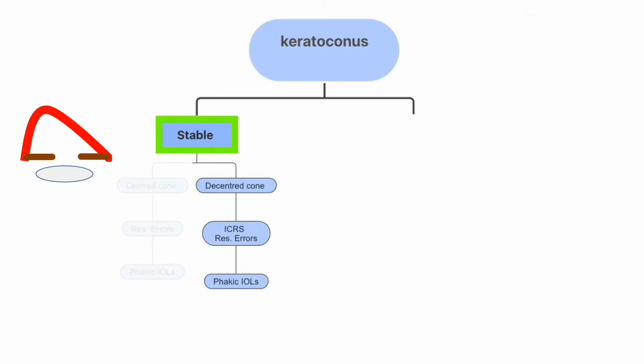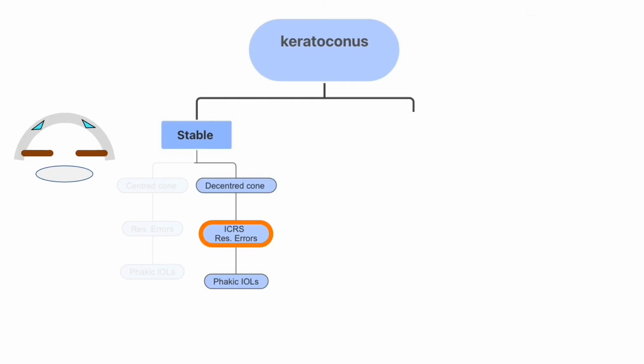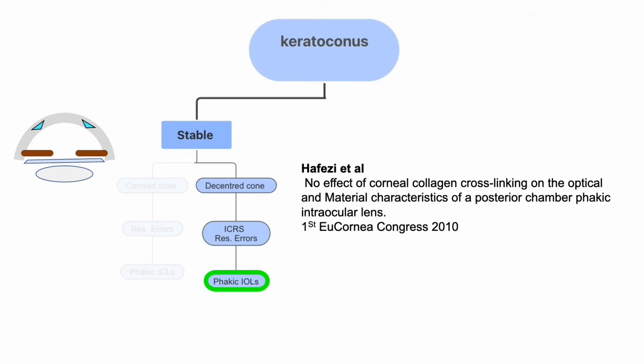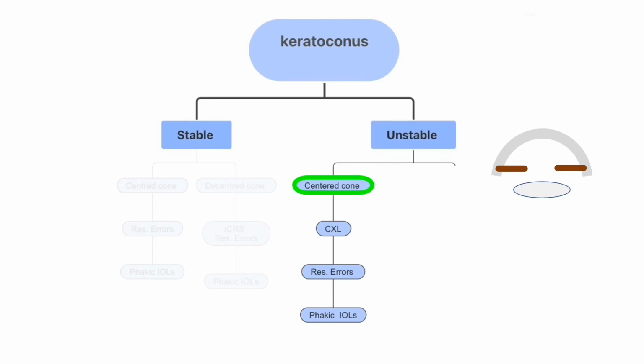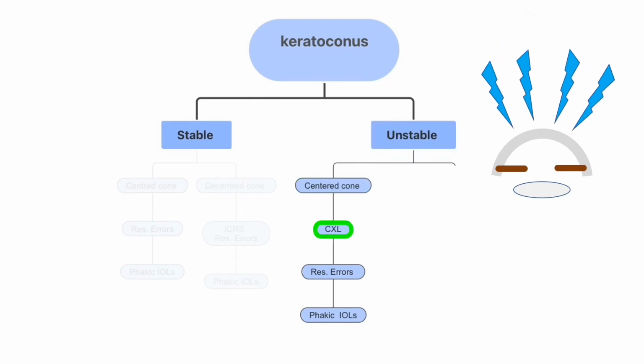And if the patient has a stable keratoconus but with a decentered cone, then the cone should be regularized with an intracorneal ring segment. The residual refractive error can later be corrected by a phakic intraocular lens. And if by any chance the keratoconus turned out to be unstable, Hafidi et al. has shown that the CXL has no effect on the optical and material characteristics of the phakic intraocular lens. And if the disease was unstable with a central cone, then the disease should be stabilized first by corneal collagen cross-linking. The residual refractive error can later be corrected by a phakic intraocular lens.